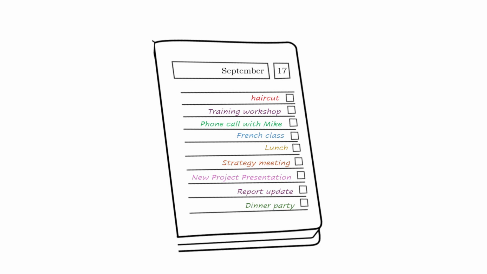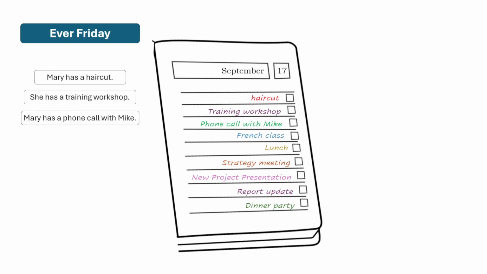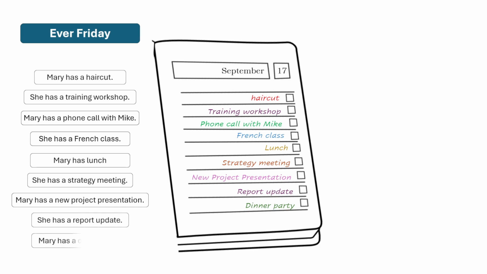We're going to take this agenda. And every Friday, we can see that Mary has a haircut, she has a training workshop, she has a phone call with Mike, she has a French class, she has lunch, she has a strategy meeting, she has a new project presentation, she has a report update, and she has a dinner party.